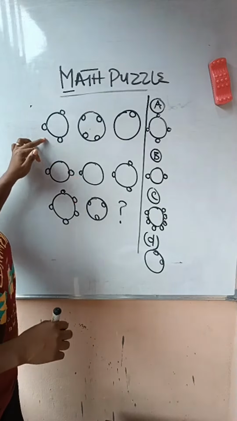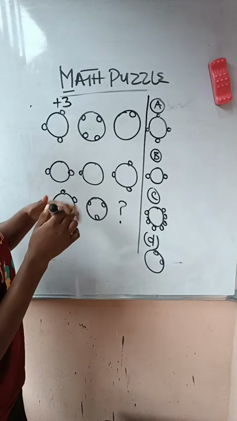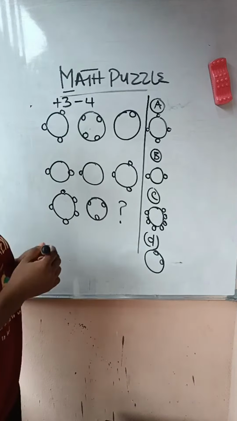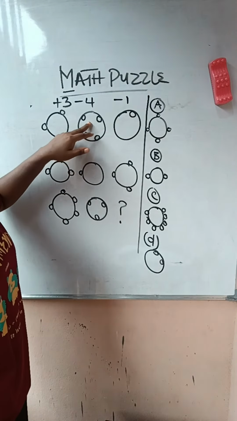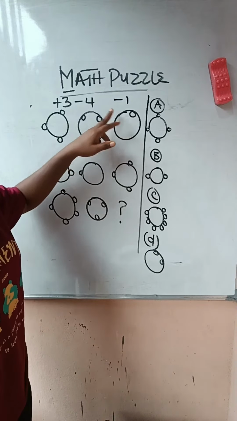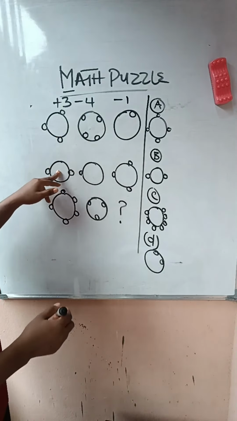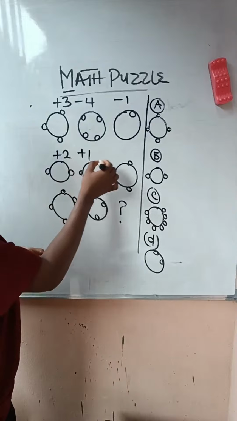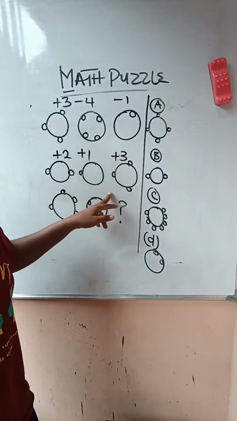Now, this is positive. So this means +3. And this is negative. This means -4. Okay? And that will give us minus 1, which is why the 1 is inside. So the ones inside are negative numbers. The ones outside are positive numbers. Okay? So if we continue like that, that means this is plus 2 and this is plus 1. So we're going to have plus 3. And those 3, that means the 3 should be outside.